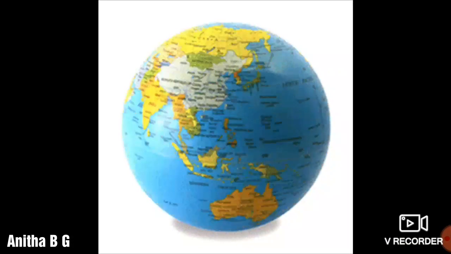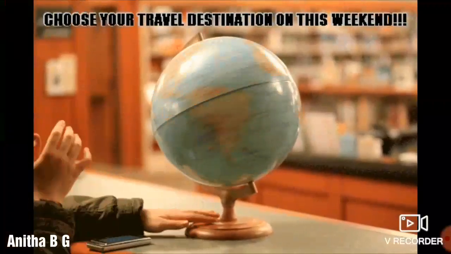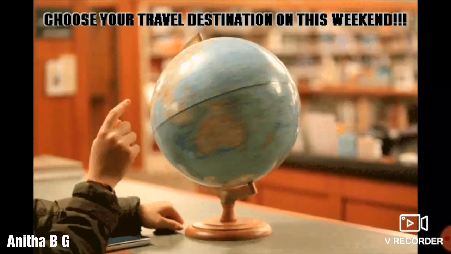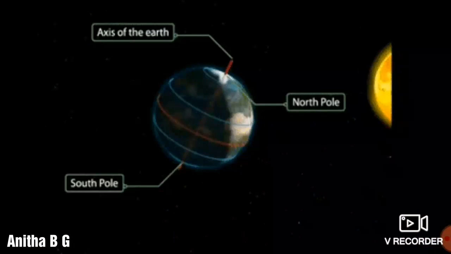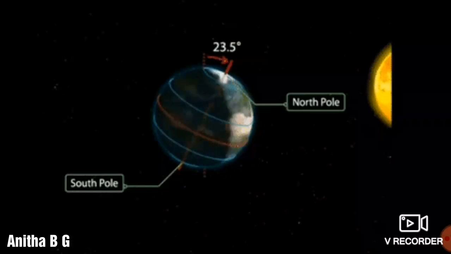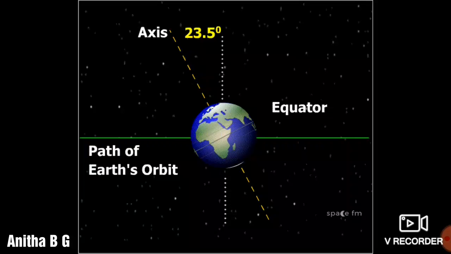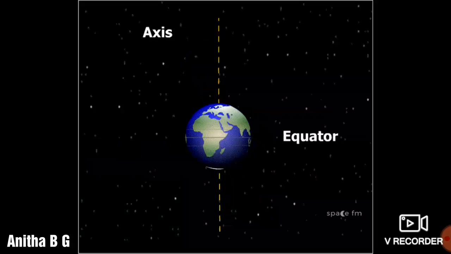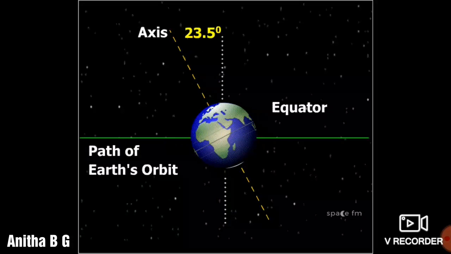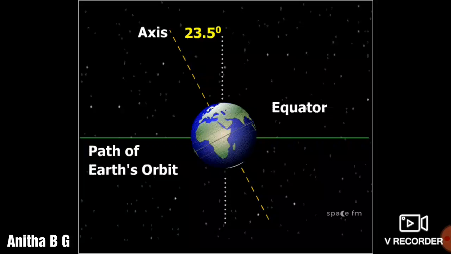We can see various countries, continents and the oceans on the globe, and it is very useful to locate places. And the axis means an imaginary line from north pole to south pole. This is the axis we can see on our globe. The equator is the latitude line, 0 degree latitude. It divides our earth into two equal halves. One is the northern hemisphere and another one is the southern hemisphere.